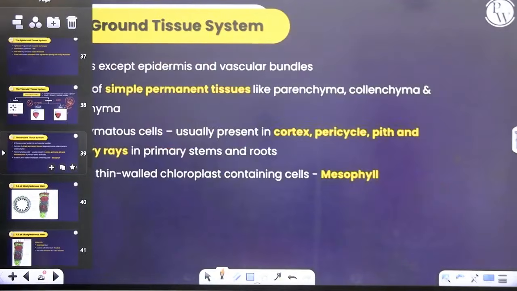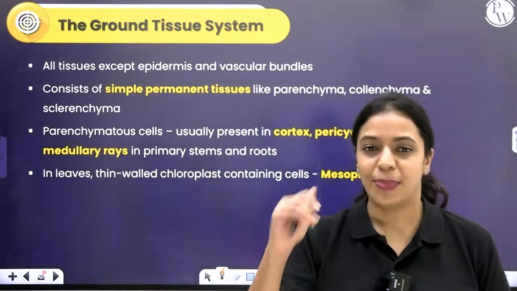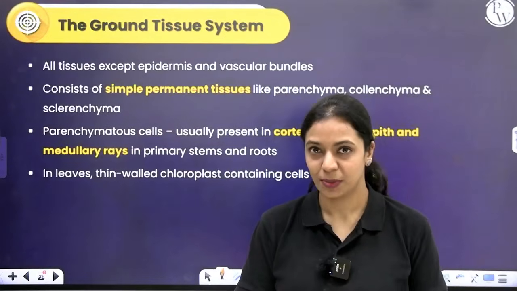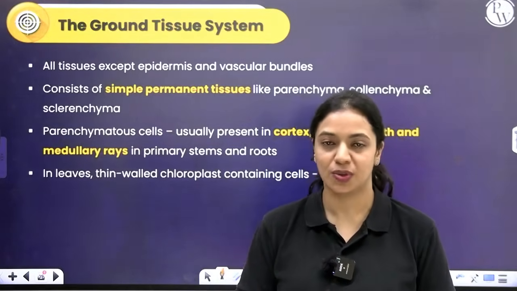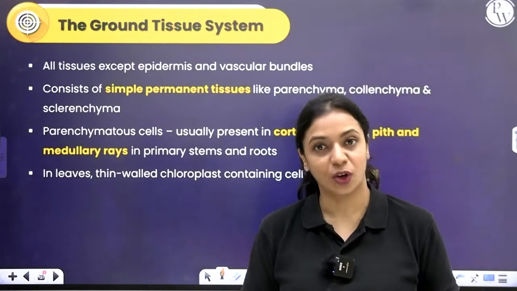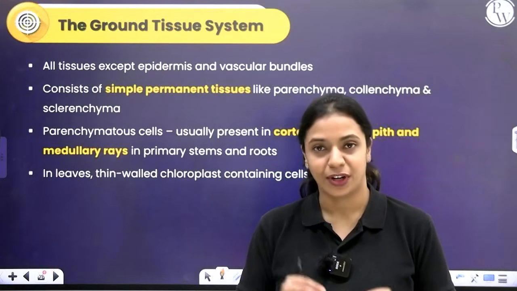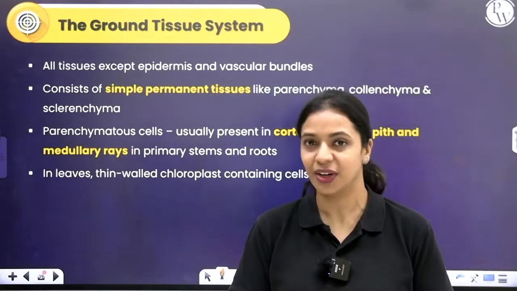Next, we have ground tissue system. Everything other than epidermal tissue system and vascular tissue system comes under ground tissue system. In ground tissue system, you find simple permanent tissues like parenchyma, collenchyma, sclerenchyma. In different parts of the plant, you will call it with different names in different regions. When we study the anatomy of different plant organs, you will understand about it in detail.